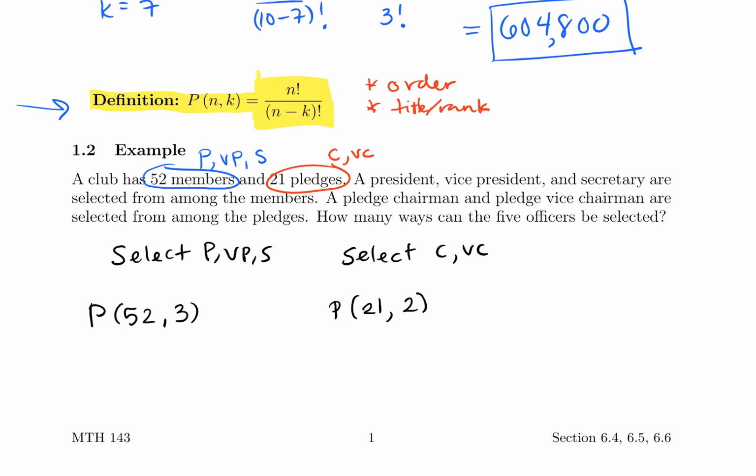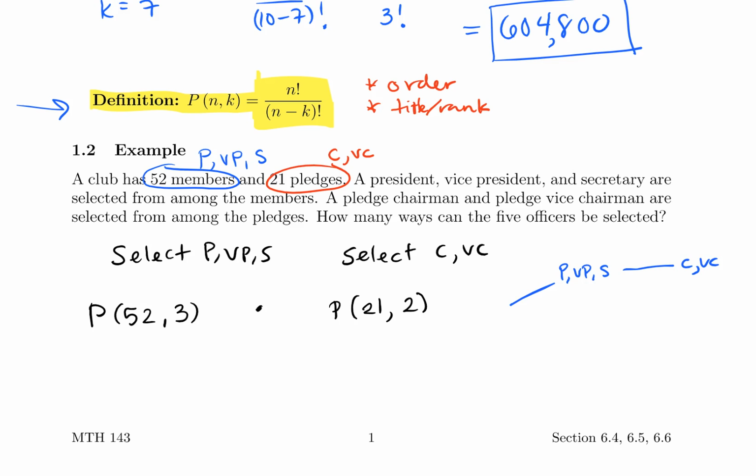Now these 2 numbers have to interact, and they will be multiplying, because you can think of this as branches along a tree. So first we are selecting our president, vice president, and secretary, and then we select our chairman and vice chairman. And so they're branches along a tree, and so we need to multiply as we go along the branches.